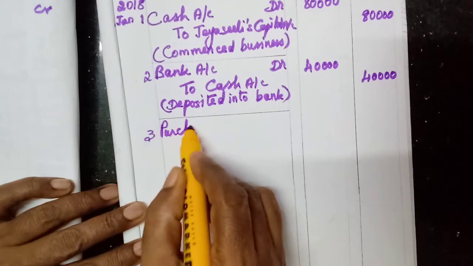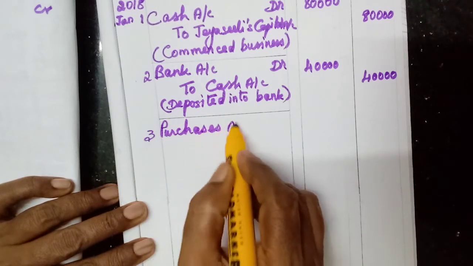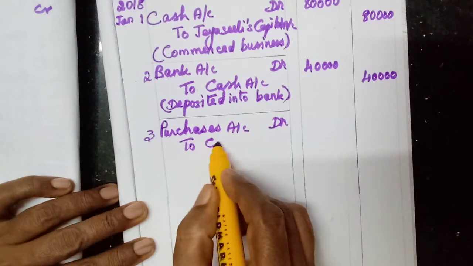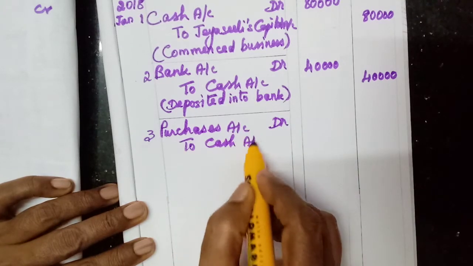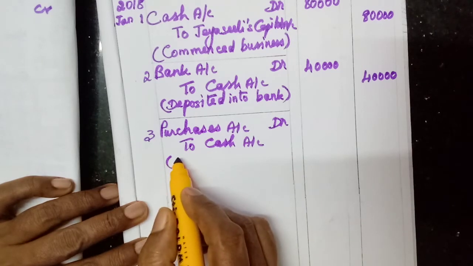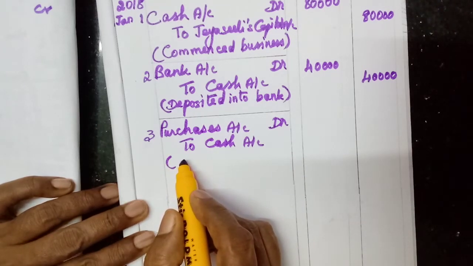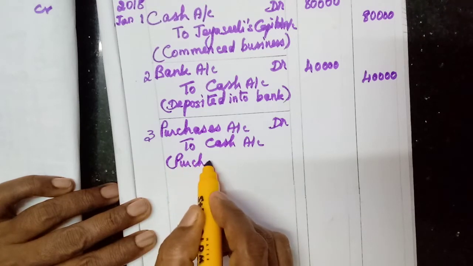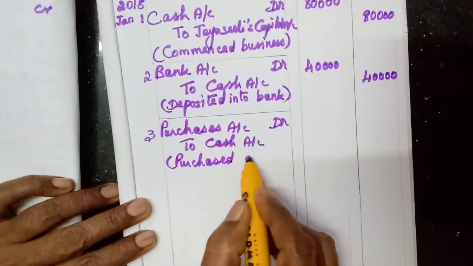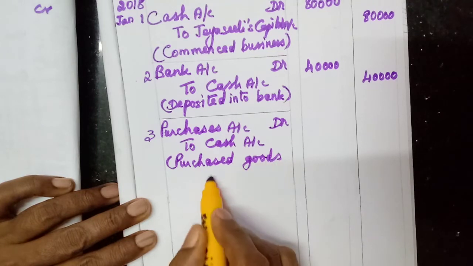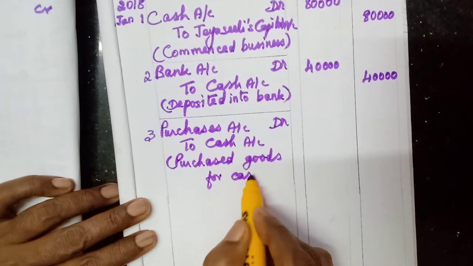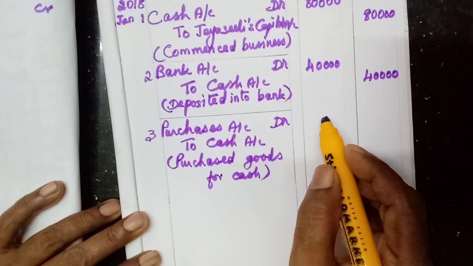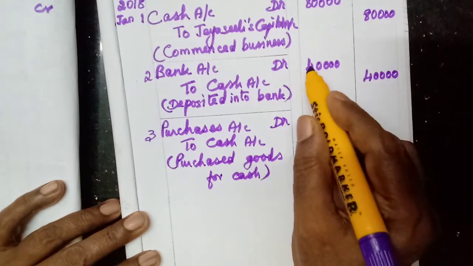Purchases account debtor to cash account. Okay. Then purchased goods for cash. Close the bracket. This is called narration. Okay. Then amount 5,000. So next to this one.